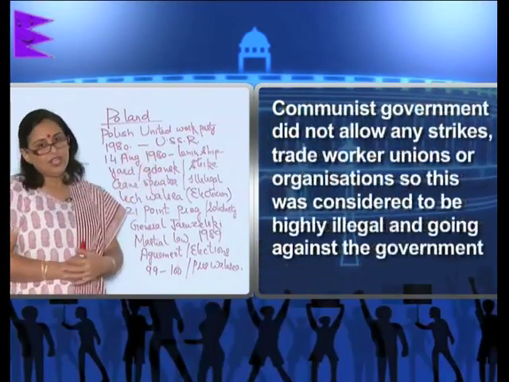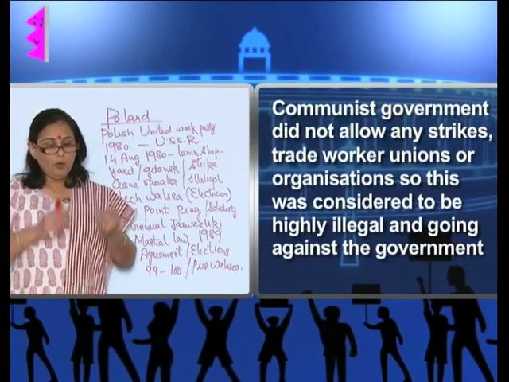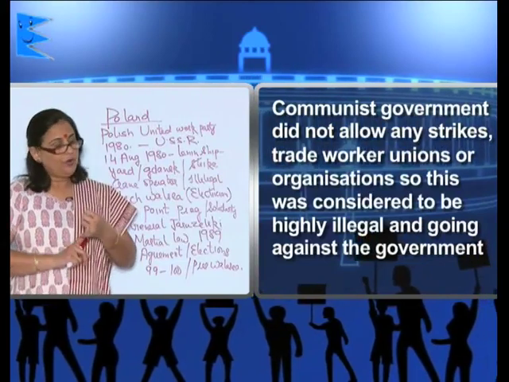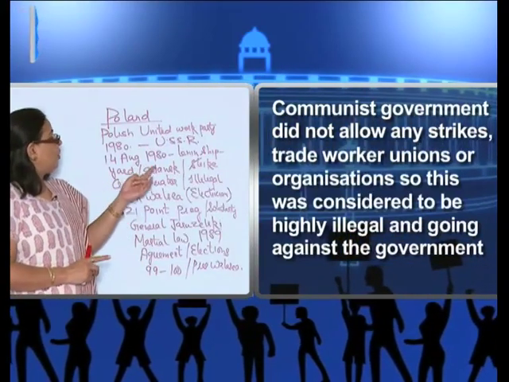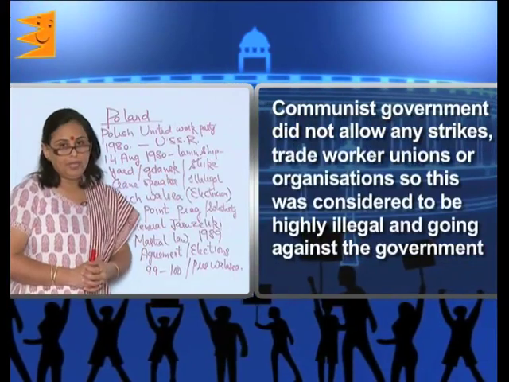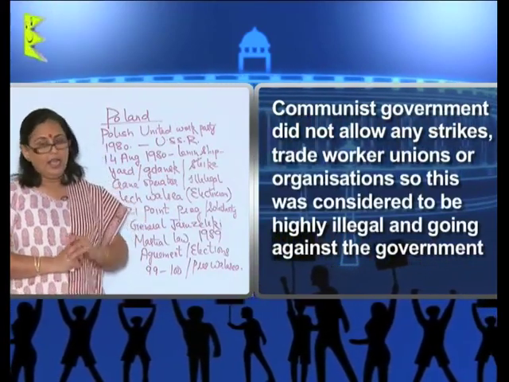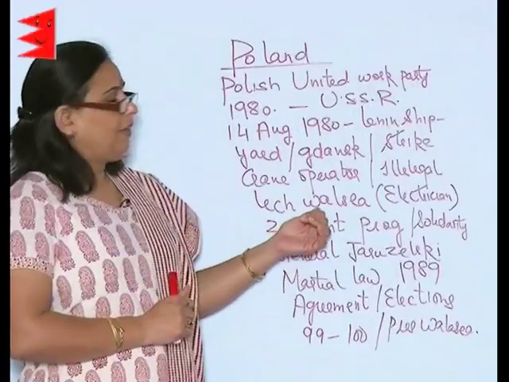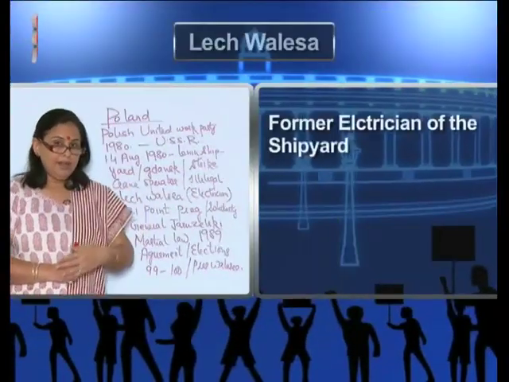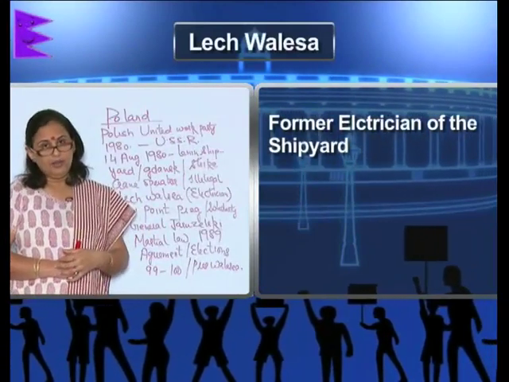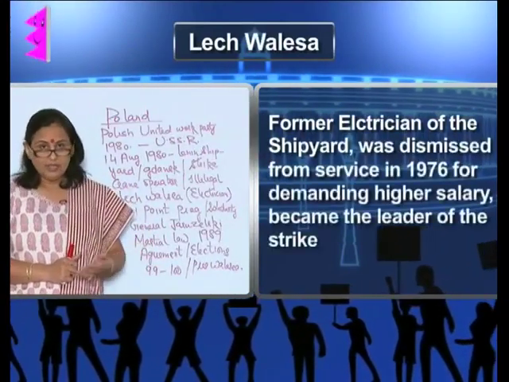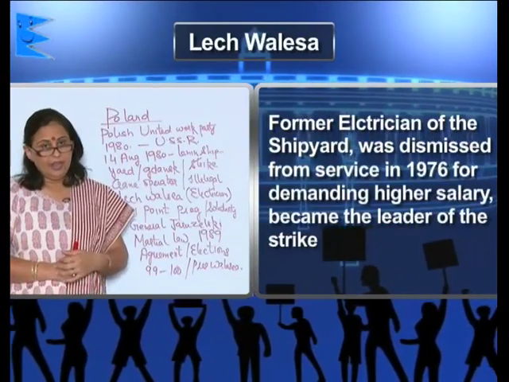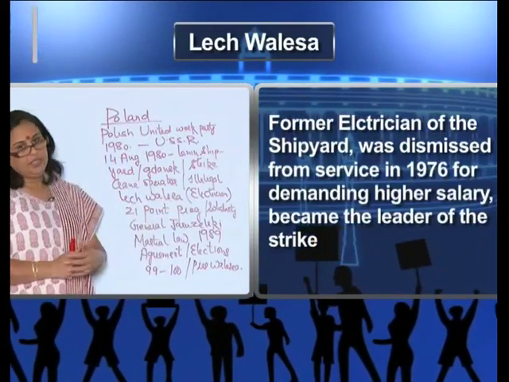The communist government did not allow any strikes, any trade unions or workers' organizations. So this was considered to be highly illegal and going against the government. Lech Wałęsa, the former electrician of the shipyard, who had been dismissed because he had asked for a higher salary, now became the leader of this strike.